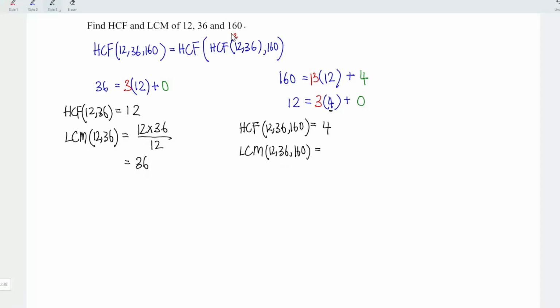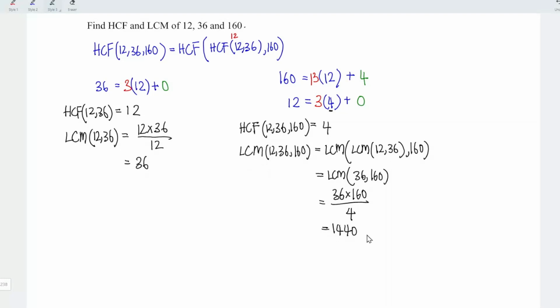By using the similar idea, we should have the lowest common multiple of the lowest common multiple of 12 and 36 and the other number 160. The number that we have determined for the lowest common multiple of 12 and 36 is equal to 36. So we should determine the lowest common multiple of 36 and 160 for all the three numbers, which is equal to the product of the two numbers 36 times 160 divided by the highest common factor of the three numbers, which is 4. And we should obtain 1440, and hence we're done.